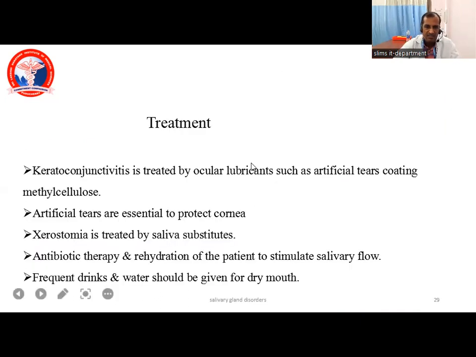Treatment is ocular lubricants and artificial tears. Salivary substitutes can be given to the patient. Antibiotic therapy and rehydration of the patient to stimulate the salivary flow, and frequent drinks of water should be given to wet the mouth continuously. With any topical application, see that the patient doesn't go into dehydration. That will worsen the condition.